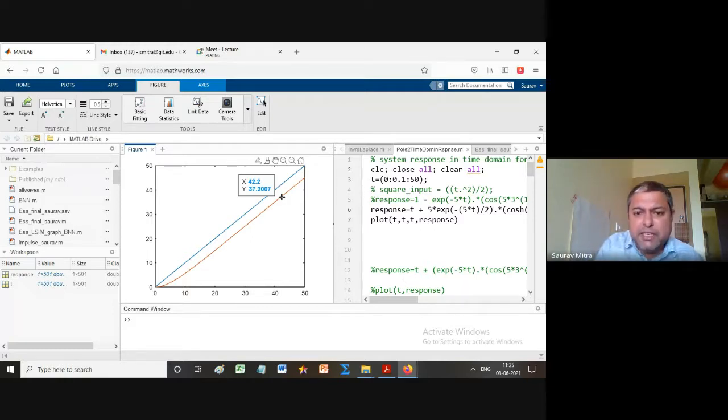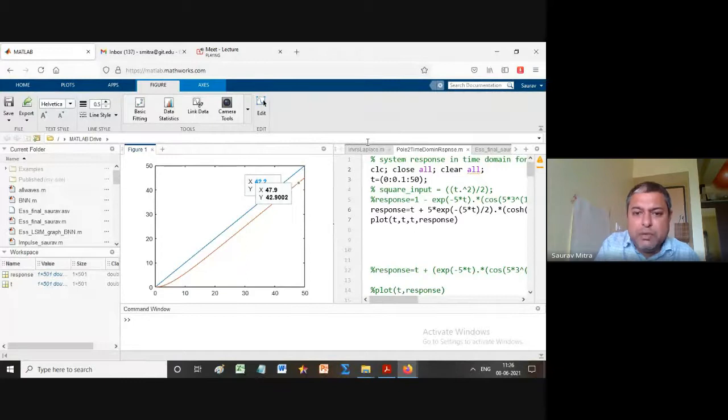Anywhere you check. So at this point you can check. What is this point? The next point is 47.9. So at 47.9, the input will be 47.9 because the input is a unit ramp. And how much is the output? It is 42.9. And how much is the distance between them? The distance is 47.9 minus 42.9, that is 5.